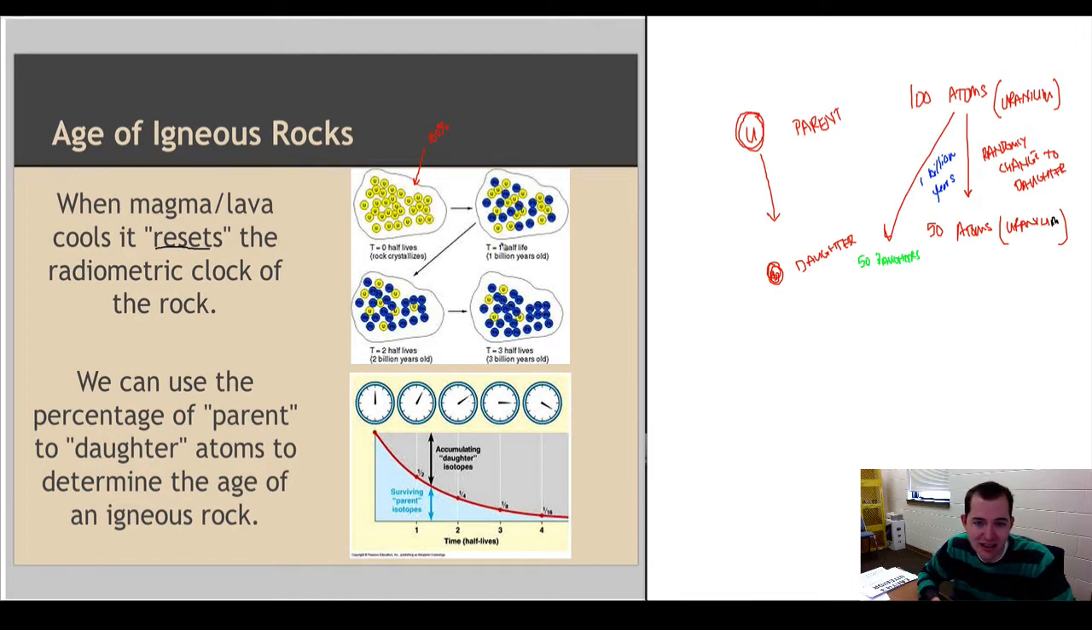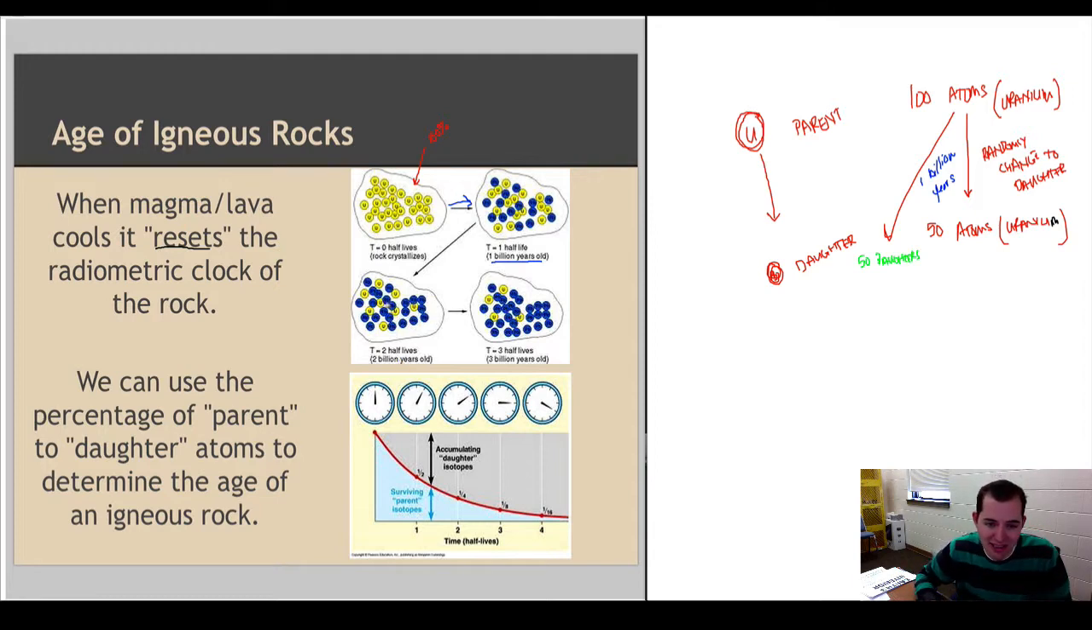So if we look here at our diagram, in this first step, we went from all of them being the parent, and now half of them, in our case 50, are the daughter, and we know that the half-life is 1 billion years. So if we see that percentage of half parents and half daughters, we know that it's been 1 billion years since this cooled off and crystallized. Okay, if we go another half-life, half of those 50 that are left will have then become daughters.